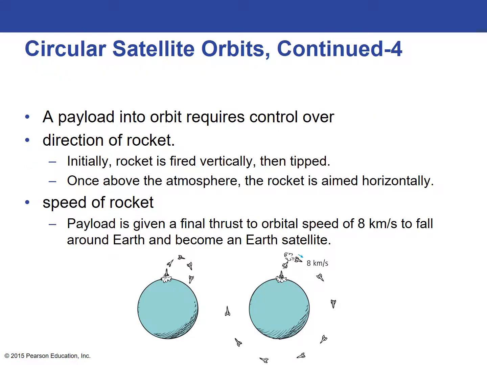So when we're launching our satellites, the engineering behind launching a satellite is to go vertical to escape the Earth's atmosphere, and then when you're out of the atmosphere, to move to be horizontal and to make a thrust of 8 kilometers per second so that it falls toward the Earth and stays in orbit.